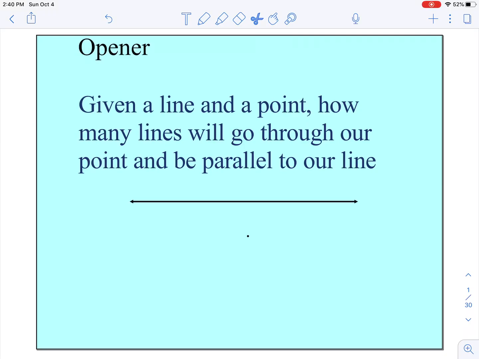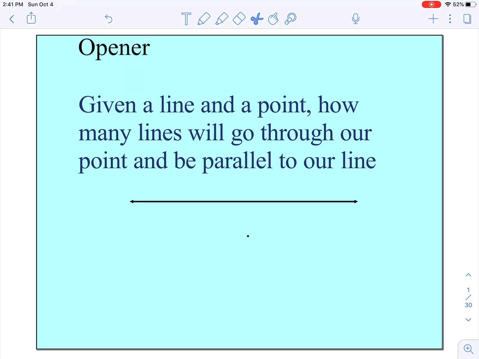All right, let's take a look at the opener for 3.1. It says, given a line and a point, how many lines will go through our point and be parallel to our line? Remember, one of the things we're going to go over and review today is that to be parallel means you have to have the same slope as that line.